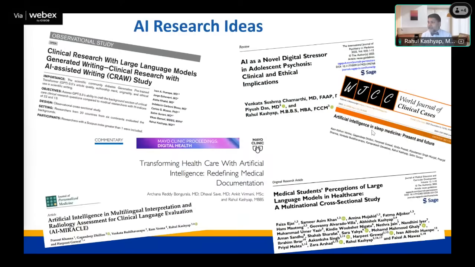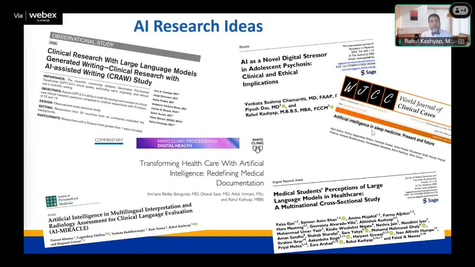Maybe in sleep medicine, a survey done among Indian, UAE, and American medical students, 1,200 students, looking into how ready they are to use AI in medical education. The same thing could be done in nursing, pharmacy, and respiratory therapy education as well. And then asking AI to translate things into different languages. So the AI miracle paper was done converting English into Hindi, Mandarin, Spanish, Tagalog, and one more language, 5 languages as well. So these are some ideas.